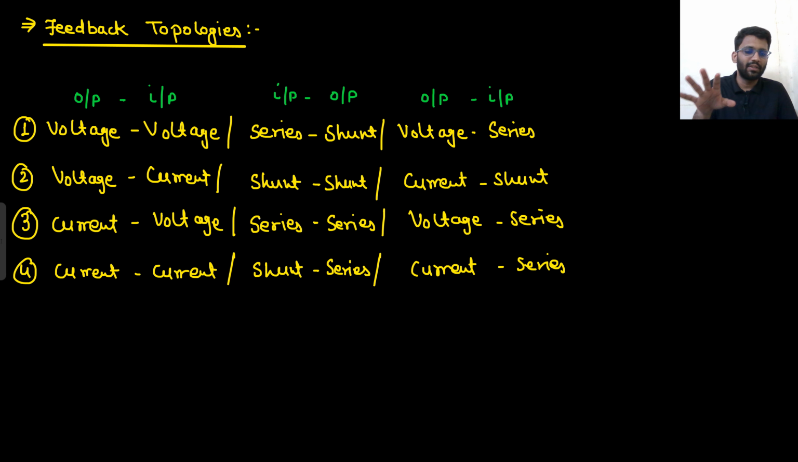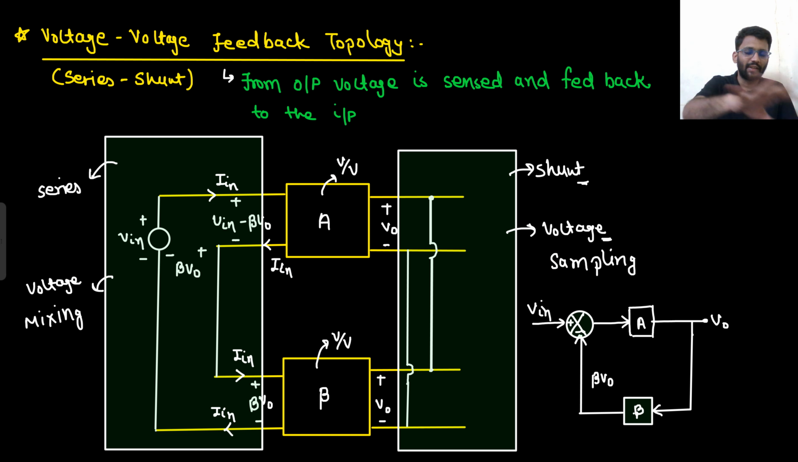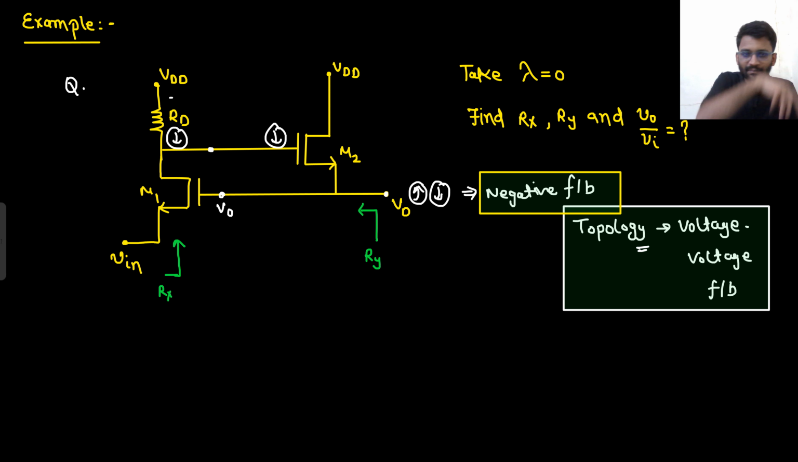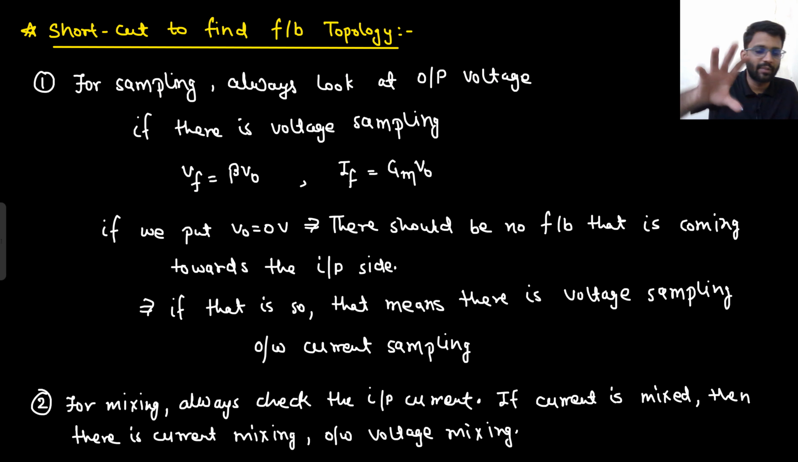First we went through the different names of feedback topology. Then I told you what kind of feedback topology there is. Voltage is being sampled, voltage is being mixed. Then we saw three different derivations. I also told you the method to remember the input impedance, output impedance, and the gain, right? And we are connected in negative feedback. Then we saw the example. This example is also working in negative feedback. Then we saw the topology, that is voltage feedback topology. Then I told you a shortcut method as well.